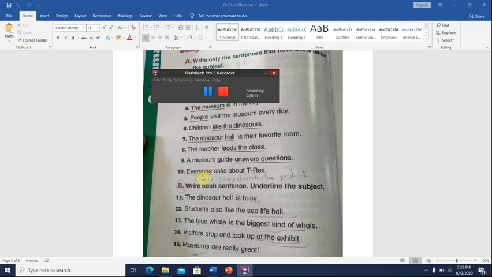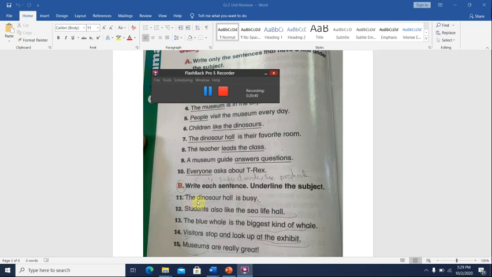Okay, number 10, it says everyone asked about T-Rex. Did it underline the subject? Yes. So we will write number 10. Okay, part B, it says write each sentence, underline the subject. So for each sentence, you will underline the subject only.